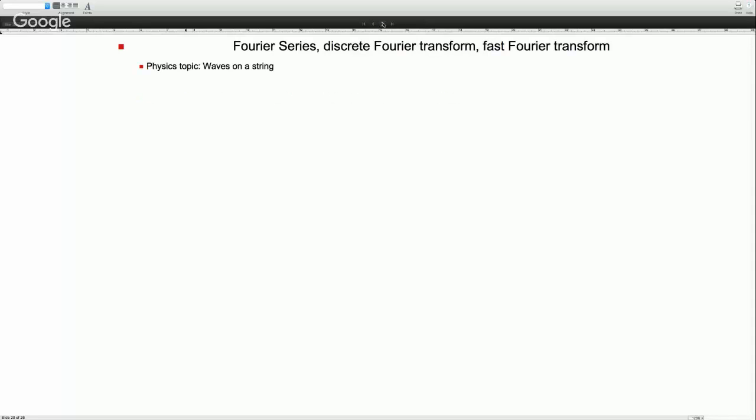Then I've listed separately, but maybe I should have bundled it all into one, things like Fourier series and discrete Fourier transforms and fast Fourier transforms. Of course, for Fourier series, waves on a string is a good topic. There are lots of quantum mechanics topics. And that's a good place, too, to maybe introduce discrete Fourier transforms.